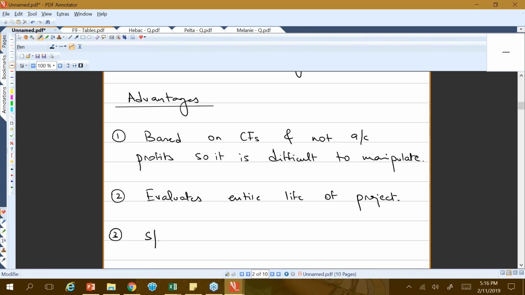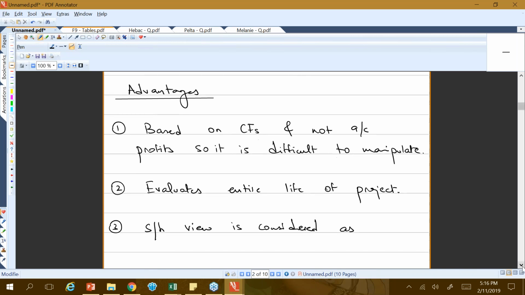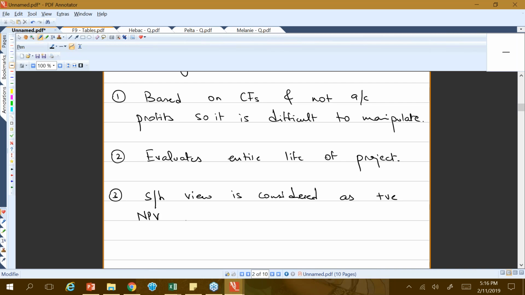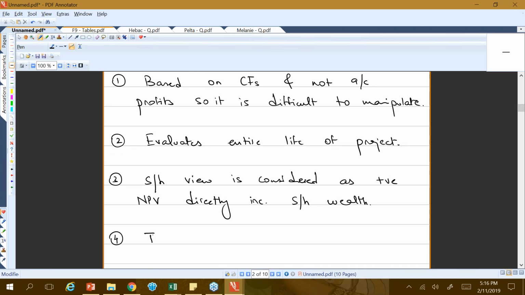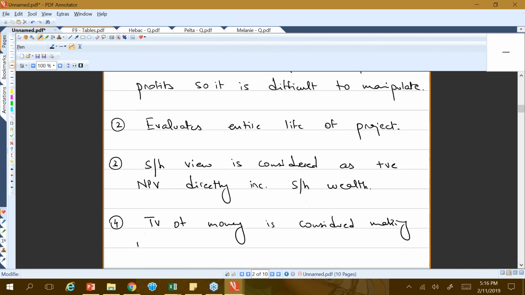Number 3, shareholders' view is considered as positive NPV directly increases shareholder wealth. So it considers the shareholders' concept view. Number 4, time value of money is considered, making it realistic as we discount the future cash flows at a discount rate.